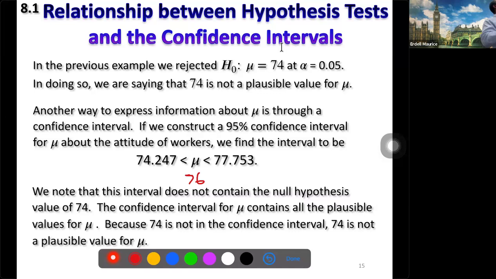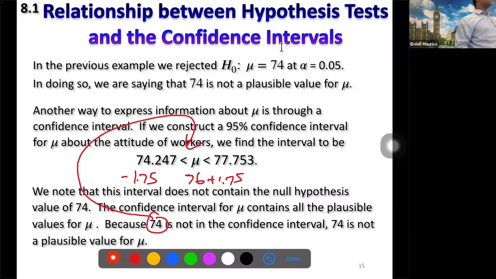They created a confidence interval. They added 1.75, and then they subtracted 1.75 right here. They got these two scores right here. Notice that the number 74, which was the old mean, is not inside this region. The 74, the old mean, is not inside. And so this is saying, hey, we need to reject the old mean. It's not inside the confidence interval. So therefore the old mean cannot be correct.